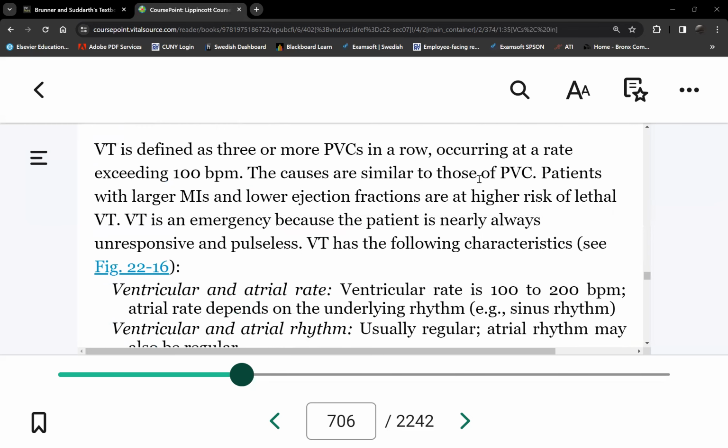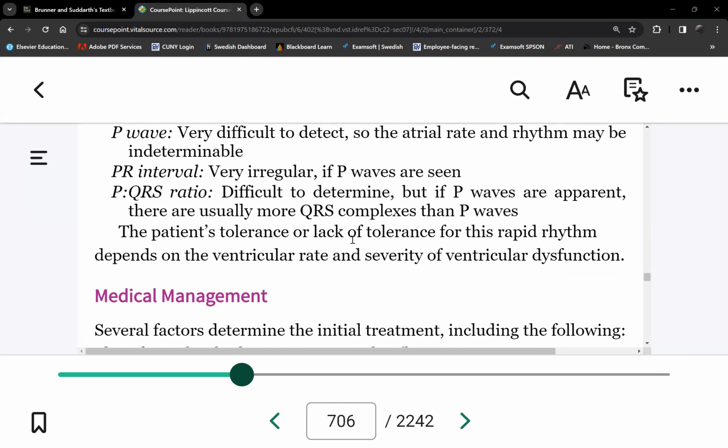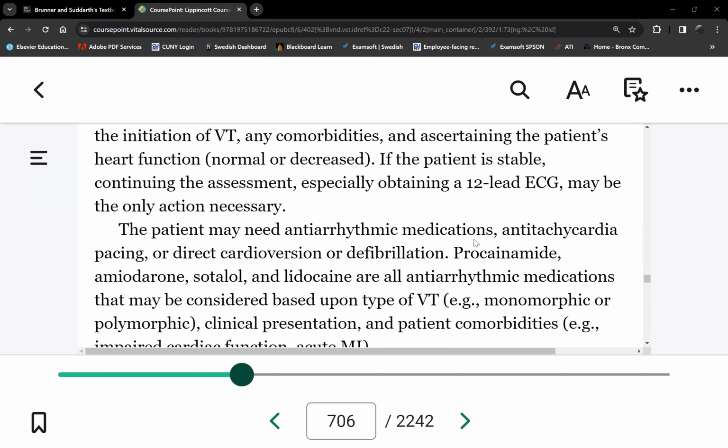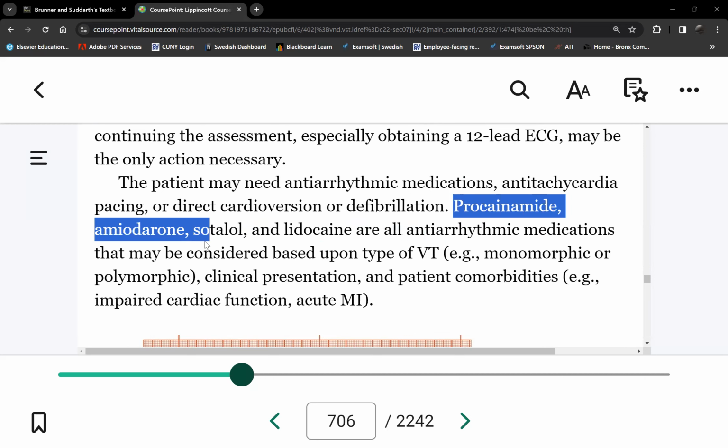If the patient has a pulse, that means they have a blood pressure? Yes. Okay. So for those patients, let's go straight to treatment. You have the option to do, well, not really your option. The doctor will give you the order. So here are some of the choices the doctor can choose from: amiodarone, procainamide, sotalol, lidocaine.